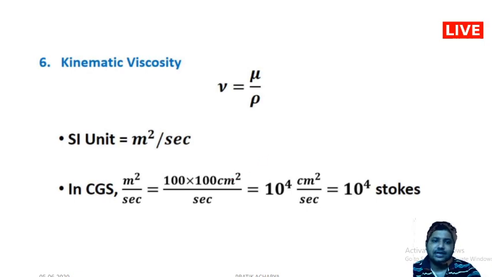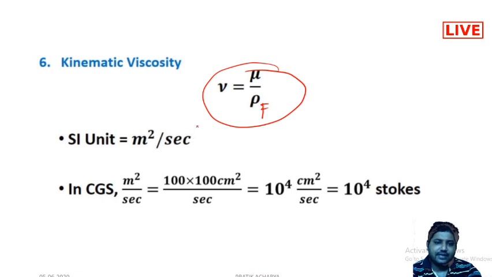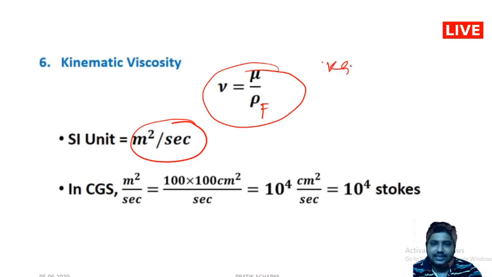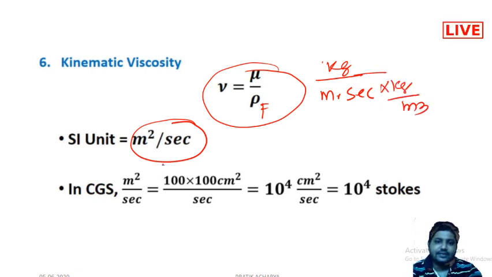Sixth property is called kinematic viscosity. Kinematic viscosity is the dynamic viscosity of the fluid divided by the density of the fluid. The unit of kinematic viscosity comes out to be meter square per second. How does it come? Dynamic viscosity is kg per meter second, and density is kg per meter cube. So if you solve, this comes out to meter square per second.